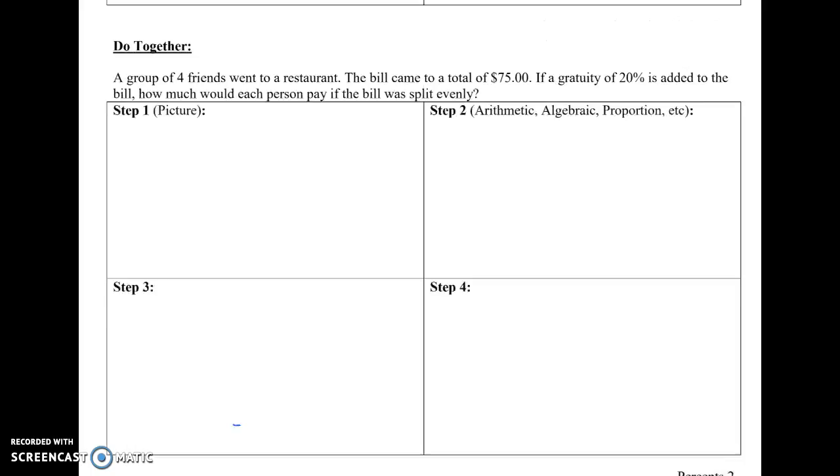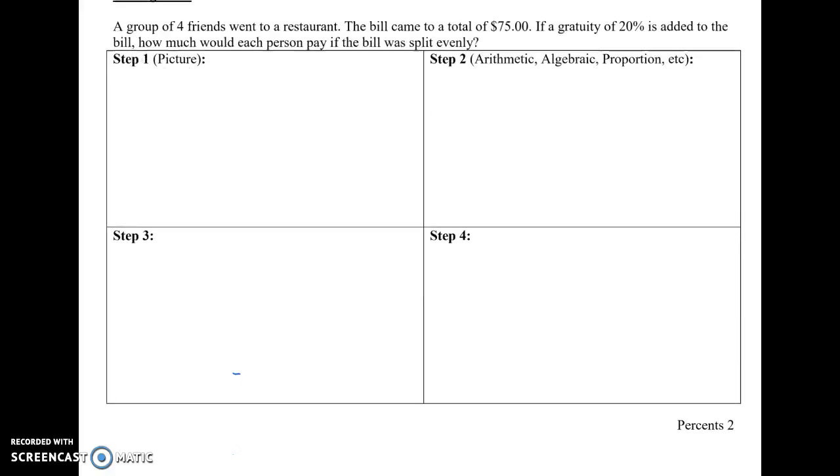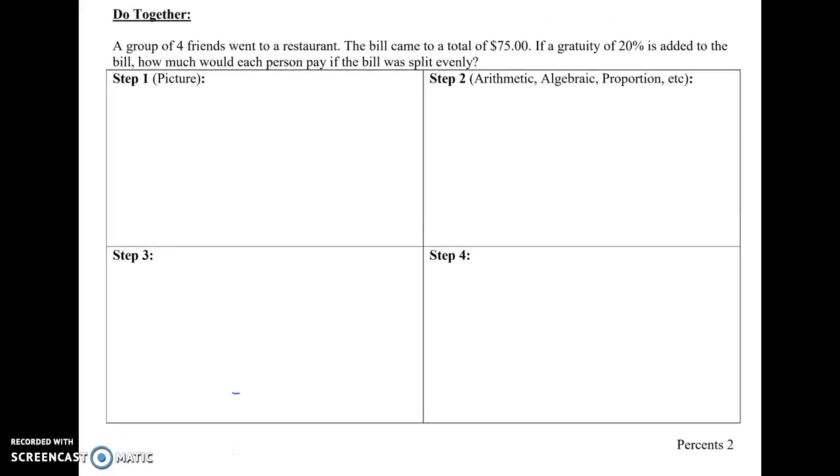So we're going to be doing the "Do Together" first. Do Together says, a group of 4 friends went to a restaurant. The bill came to a total of $75. If a gratuity of 20% is added to the bill, how much would each person pay if the bill was split evenly?